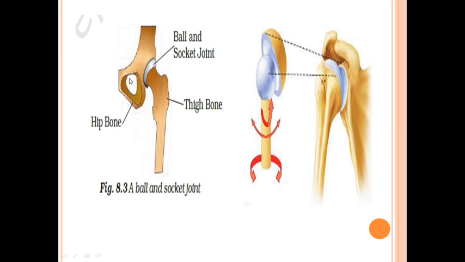This is a hip bone and this is a thigh bone. So the hip bone has a socket and the thigh bone has a ball-like structure. Both these bones are fixed here. That joint is known as a ball and socket joint. Understood? In simple words, you have to write and learn this.